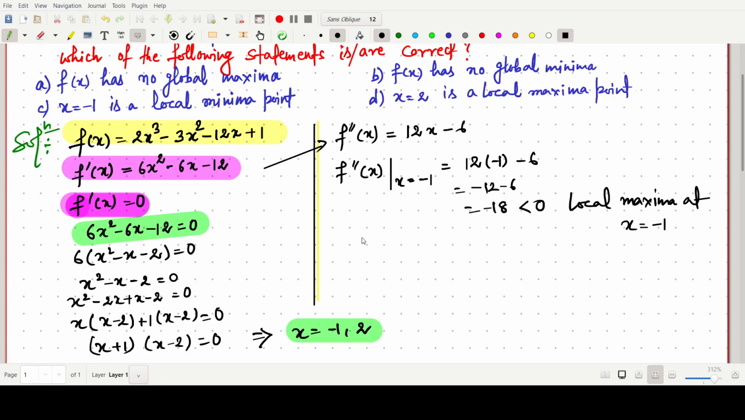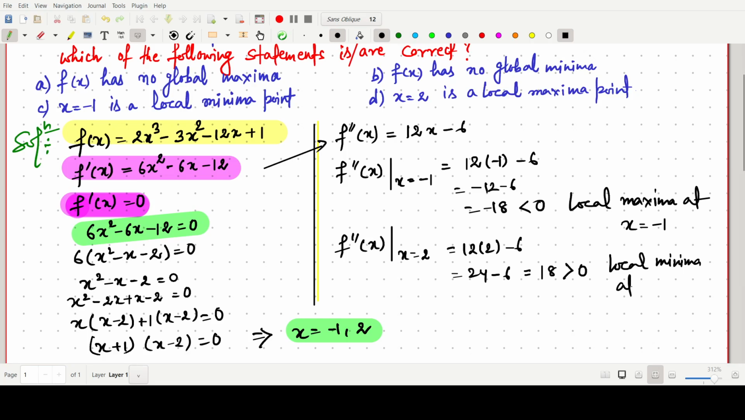Now again we have to find the value of f''(x) at x = 2. So 12 into 2 minus 6, 24 minus 6 is nothing but simply 18, which is greater than 0. So this point will be a local minima at x = 2.